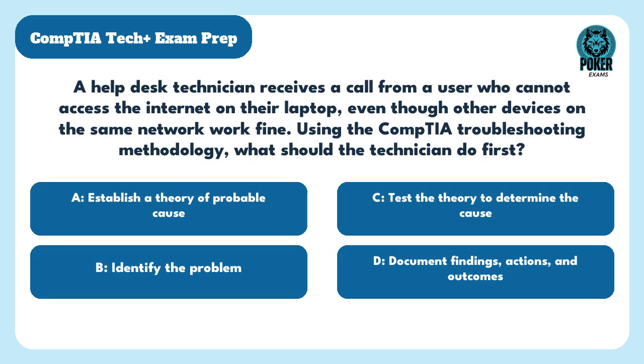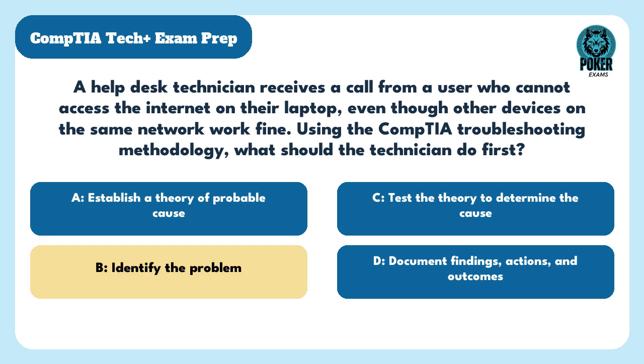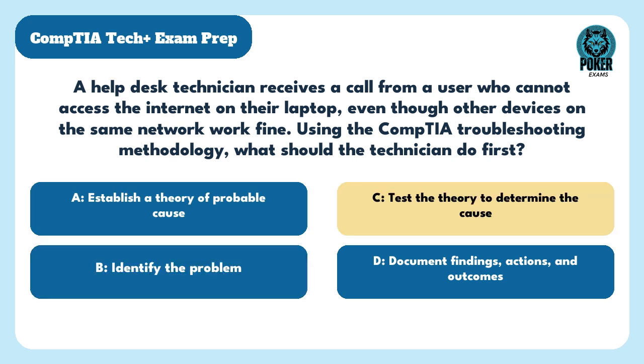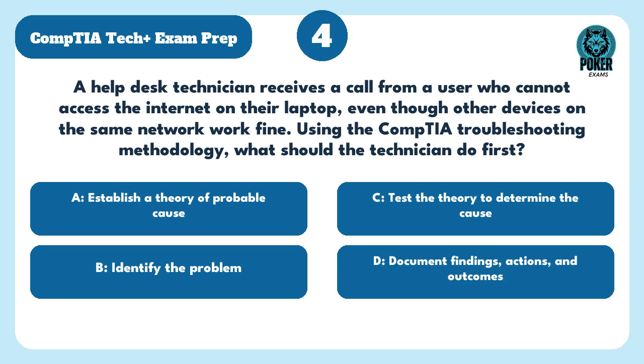Question 4. A help desk technician receives a call from a user who cannot access the internet on their laptop, even though other devices on the same network work fine. Using the CompTIA troubleshooting methodology, what should the technician do first? Is it Option A, establish a theory of probable cause? Option B, identify the problem? Option C, test the theory to determine the cause? Option D, document findings, actions, and outcomes? The correct answer is B.